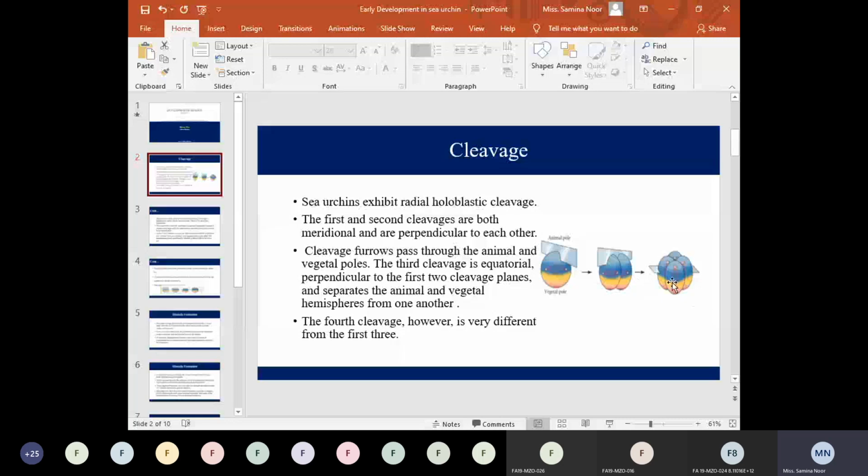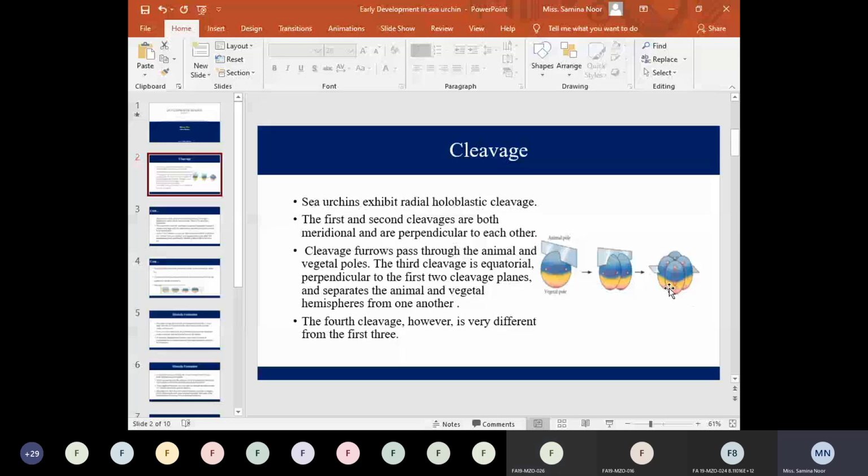So this type of cleavage division eventually results in the first three cell divisions of the cleavage, and 8 cells are formed. The third cleavage plane separates the animal and the vegetal hemisphere from one another. Okay, so the third cleavage division, because it is in the horizontal plane, in the equatorial plane, divides or separates the animal half from the vegetal half.